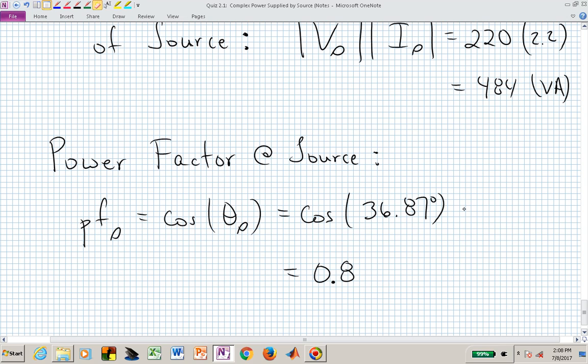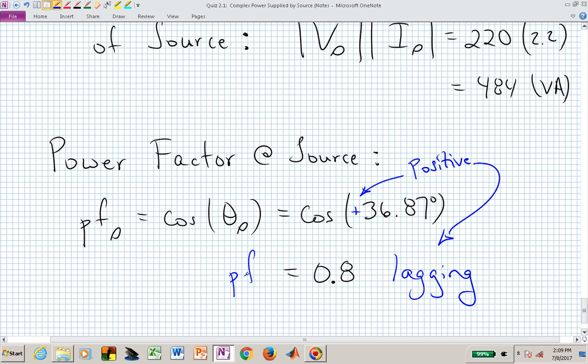That's why we need a little bit more description to convey what the power factor actually is. The remaining piece of information that we use is the fact that this particular angle was positive to begin with. Knowing that allows us to state that our power factor of the source was a lagging power factor, and it had a value of 0.8. So the power factor of the source is 0.8 lagging.